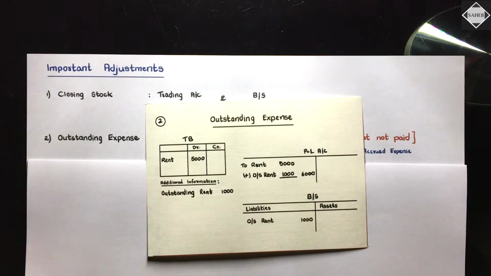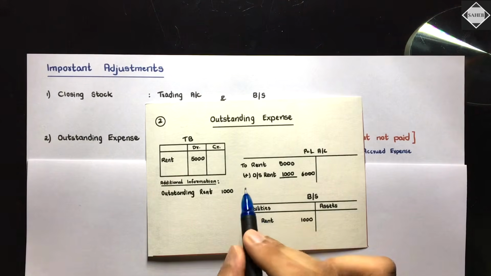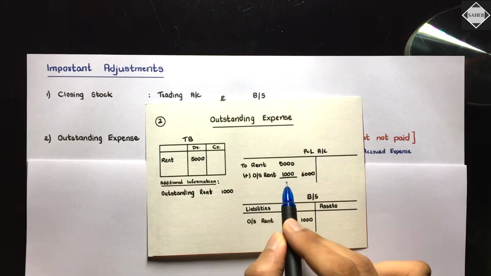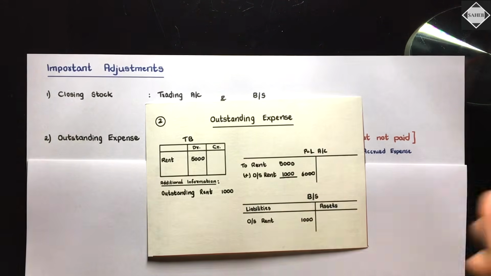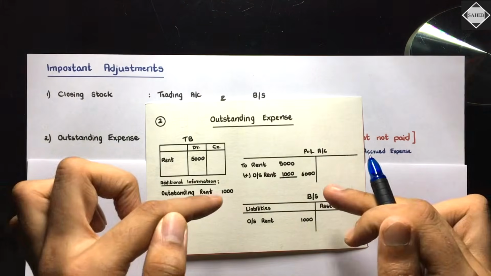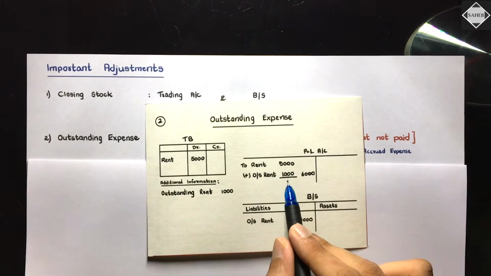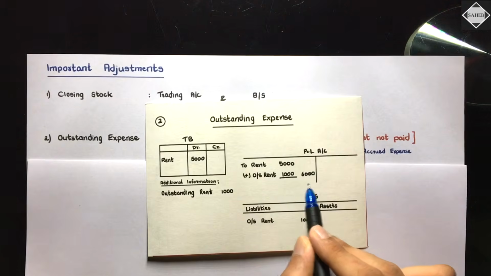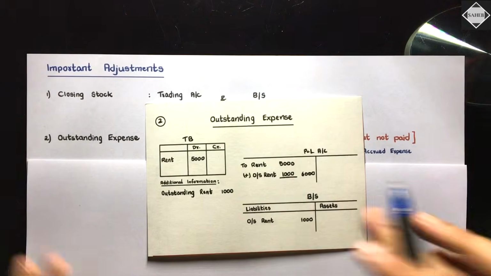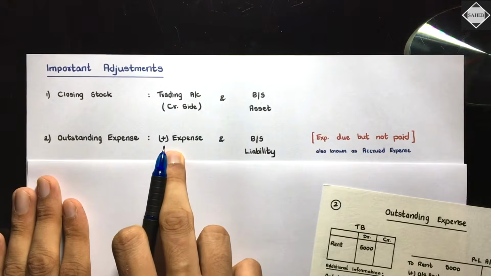Simple. Then we are going to add outstanding rent to that, because the 1,000 rent we haven't paid, but still we have to recognize it according to the accrual concept, because the expense has happened. We have used the premises, the benefit has been taken, so we have to recognize that the expense has been incurred. So the rent expense will be in total 6,000 in the P&L. What did we do? We increased the expense.